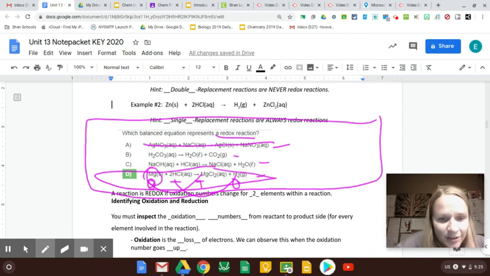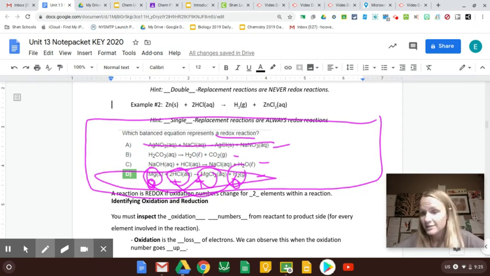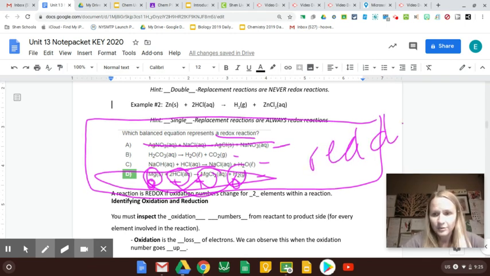Here I've got a single guy and a couple, and then a new couple and a new single guy. I've got a single replacement reaction. I bet that's my redox. Let me assign charges and check. Yep, it is. All right, somebody got reduced down.